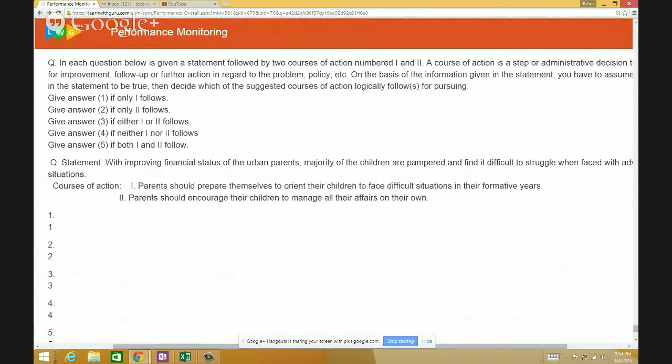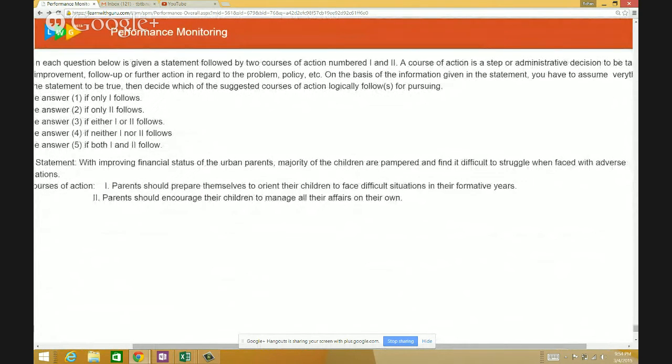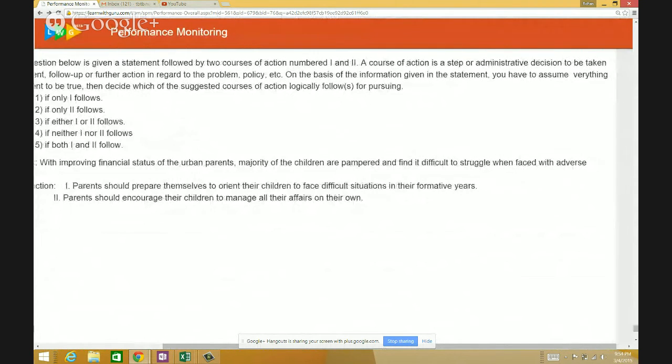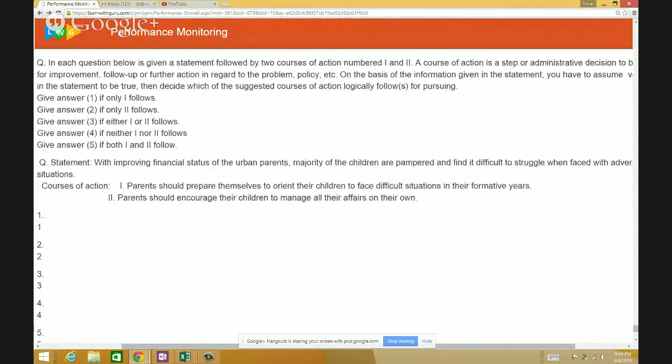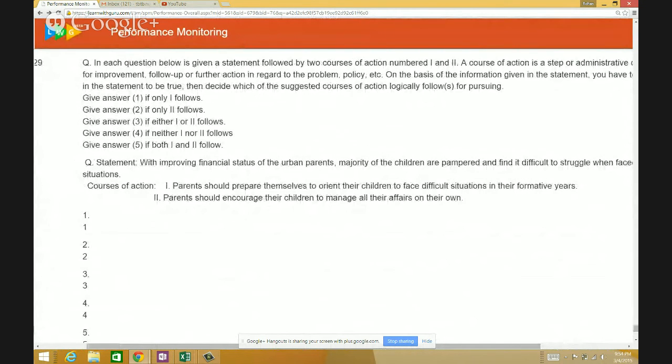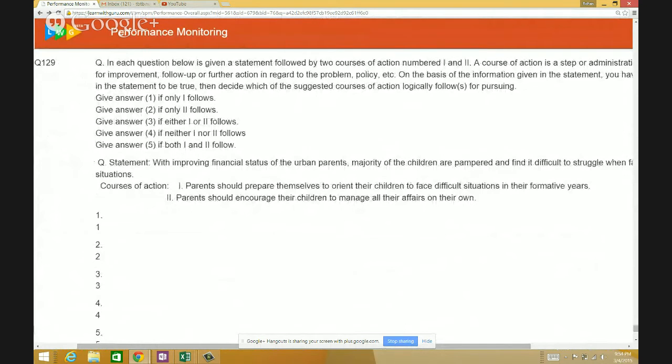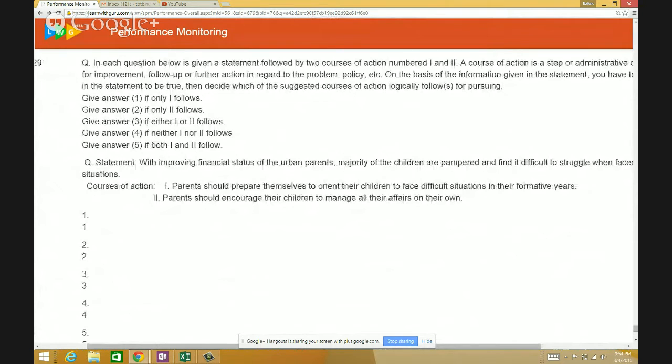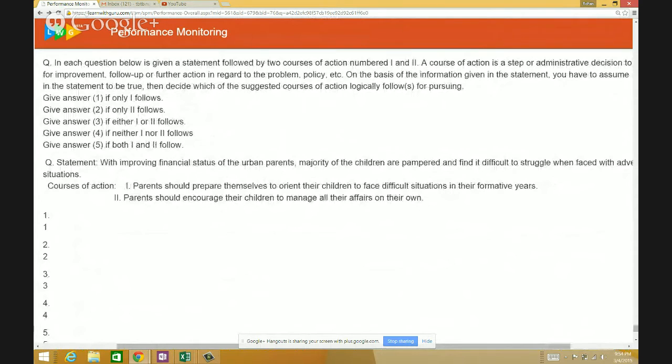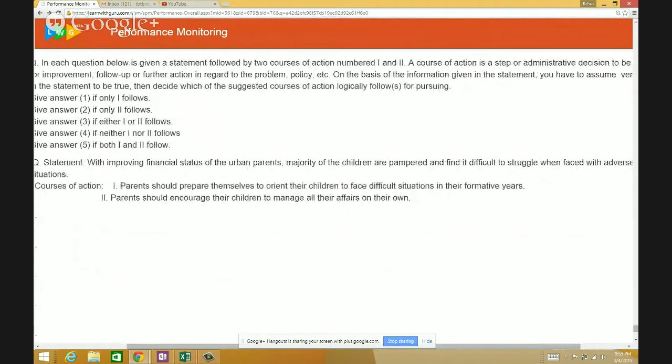With improving financial status of urban parents, the majority of children are pampered and find it difficult to struggle. So now it's question number 127, 126, 128, 129. They're saying that because they are improving financially, they're getting pampered, and they do not face adversities. Like when I was filling the SPGen form with my students, half of them were like, "I don't have any adversity in life, so what to do?" Something like that. Parents should prepare themselves to orient their child to face difficult situations in formative years.